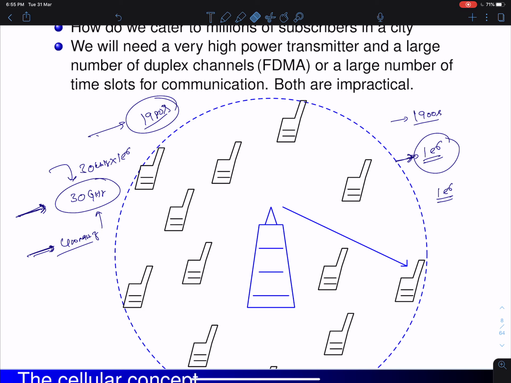Okay, so now the problem was, how do we replace telephones and make it as accessible as a landline telephone, and still not run into the problems of huge bandwidth and so on. So that was the problem that engineers were trying to solve at that time.